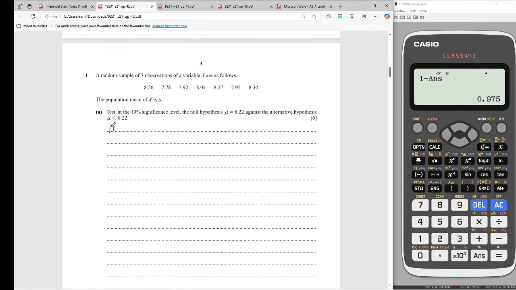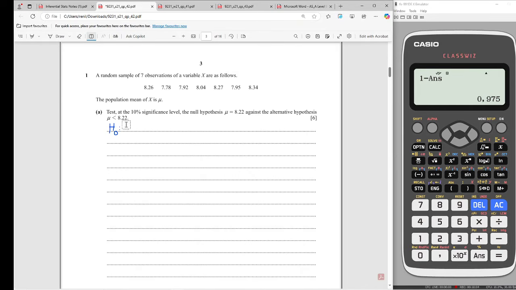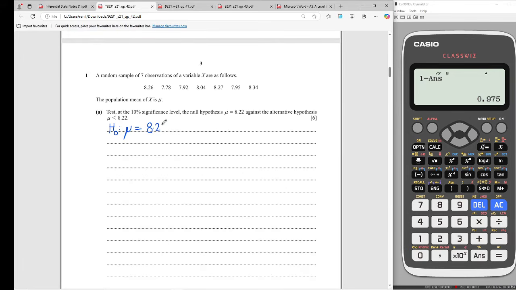So H null, this is what you're going to write. H null, and what do we write over here? We're going to write mu is equal to 8.22. And your alternative hypothesis is already stated: mu is lesser than 8.22. This is really important. This time it won't be graded since they've already stated our null and our alternative hypothesis, but there are questions that don't state this, so it's important that you crack this first step.